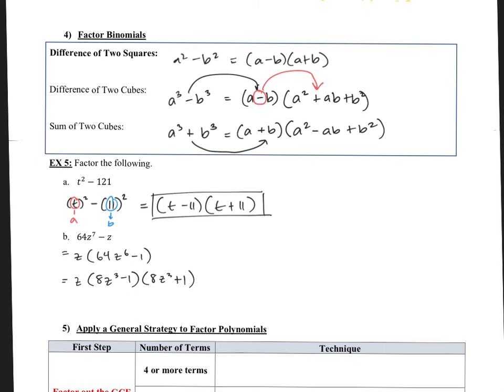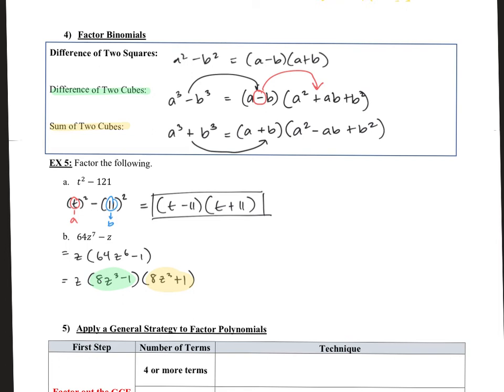Let's take a look at the 8z cubed. Well, there's a cube here, so I know it's not going to be the difference of two squares. So that leaves me with two options. It's either difference of two cubes, sum of two cubes, or it's prime. Let's see. In this case, it would possibly be a difference. So let's see. Is 8 a perfect cube? It is. 8 is 2 cubed. So this is the difference of two cubes, and this is the sum of two cubes.